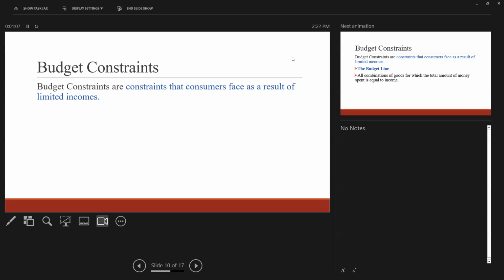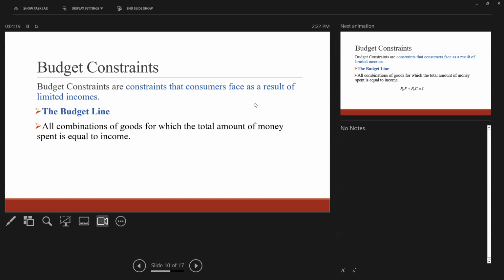So here is the constraint, which is called the budget constraint. These are the constraints that consumers face as a result of limited incomes. The budget constraint is also known as the budget line. And here we notice that all combinations of goods for which the total amount of money spent should just equal your income, namely your budget.